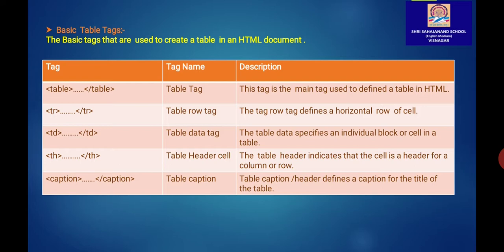Third one is the td tag. Its name is table data tag. The table data tag specifies an individual block or cell in a table row. Fourth one is the th tag. Its name is table header cell. The table header indicates that the cell is a header for the column or row. Fifth one is the caption tag. Its name is caption or heading tag. The caption defines a caption or title for the table.